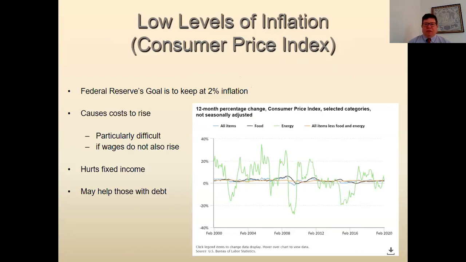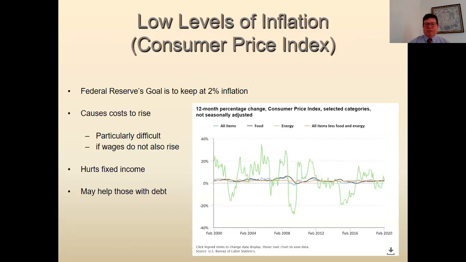The lower levels of inflation, what we see is that the Federal Reserve has two primary goals. One is to increase employment. Second of all is to keep inflation at bay. And inflation is basically just the cost of goods going up.